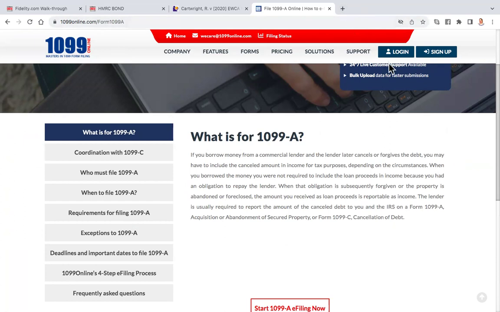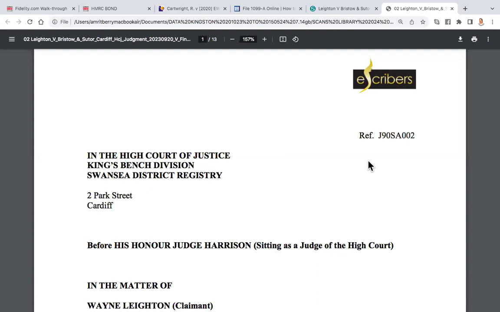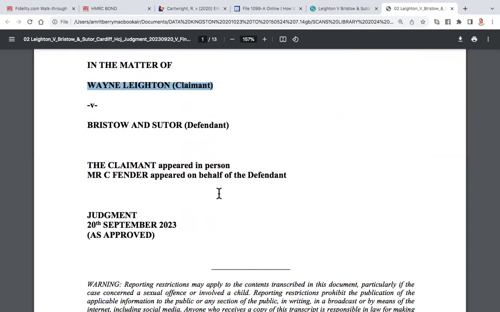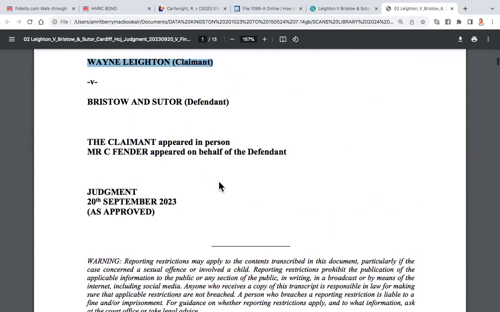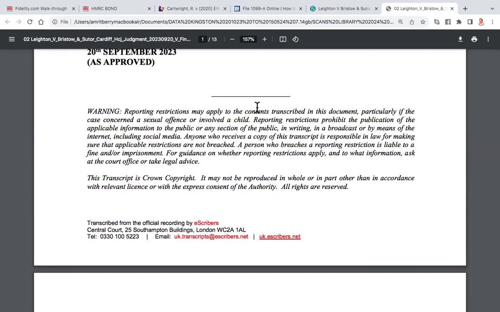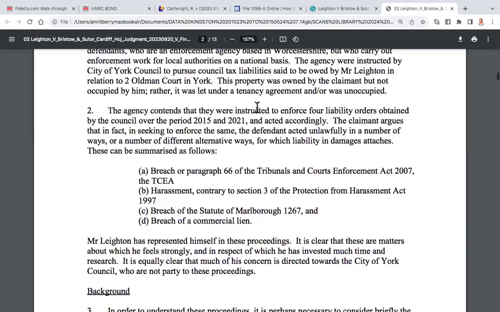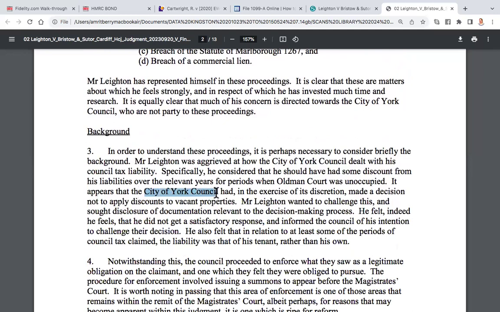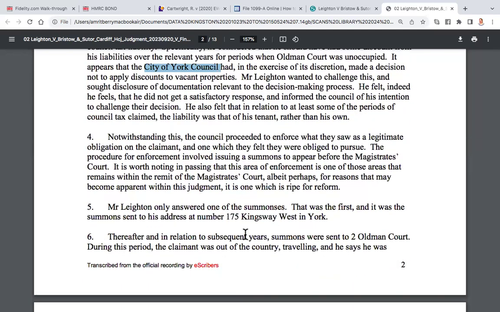Let's go to the Leighton judgment now. So this is the Leighton judgment. Wayne Leighton was abroad when his tenants were liable for the council tax, and the York City Council, who are not the defendant, but this is the bailiff company, Bristow and Souter, they attended 34 times, and they went to his parents' house, so they breached privacy data to do this terrorism. The judge used the excuse that the City of York Council was not a party, so that he could not say that all bulk liability orders were null and void in law.